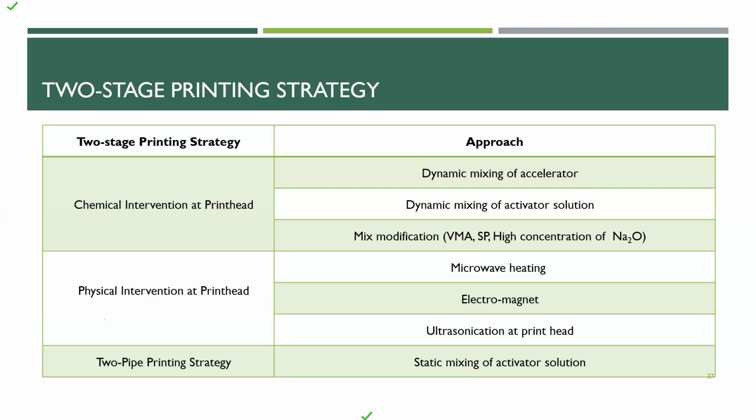Instead of modifying the mix, we just use an alternate approach to harden the material quickly. And the third one is the two pipe strategy, in which the static mixing is done, and it is different from what I have already explained. Any approach can be used, all these approaches can be used for two pipe as well. But here, the static mixing is done, and in set on demand, the dynamic mixing is done.